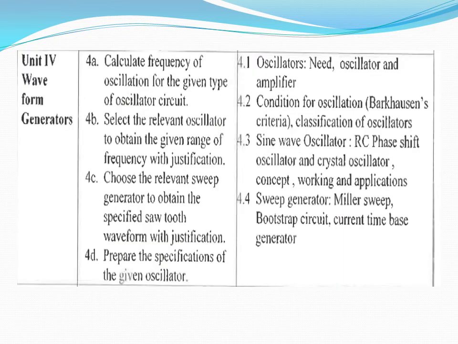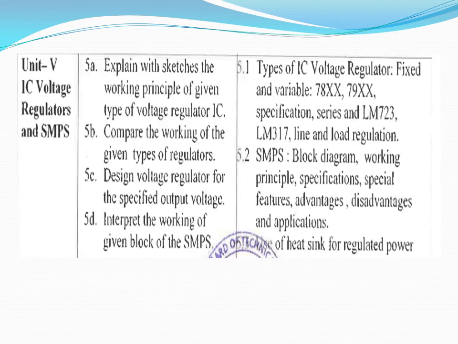In the fourth unit, that is waveform generators, we will be studying different kinds of oscillators, what is the need of oscillator, what are the conditions of oscillator, and what is a sweep generator. Unit 5, IC voltage regulators and SMPS. In this unit, we will study different types of IC voltage regulators, the specifications, series, line and load regulations. Also, we will study about SMPS. We will study its working principle, specifications, special features, advantages, disadvantages, and applications. We will conclude the topic with use of heat sinks for regulated power supply.